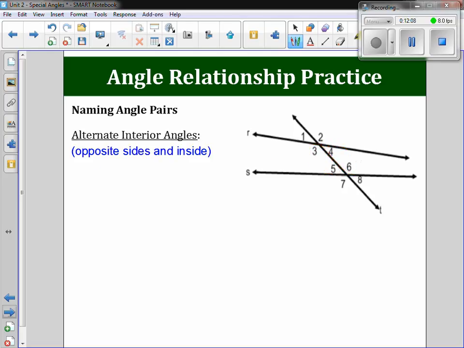Pause the video and find the alternate interior angles. Because these are alternate, that means they are on opposite sides of the transversal, and interior means they are between the two lines. So we are looking at 3 and 6 and 4 and 5.